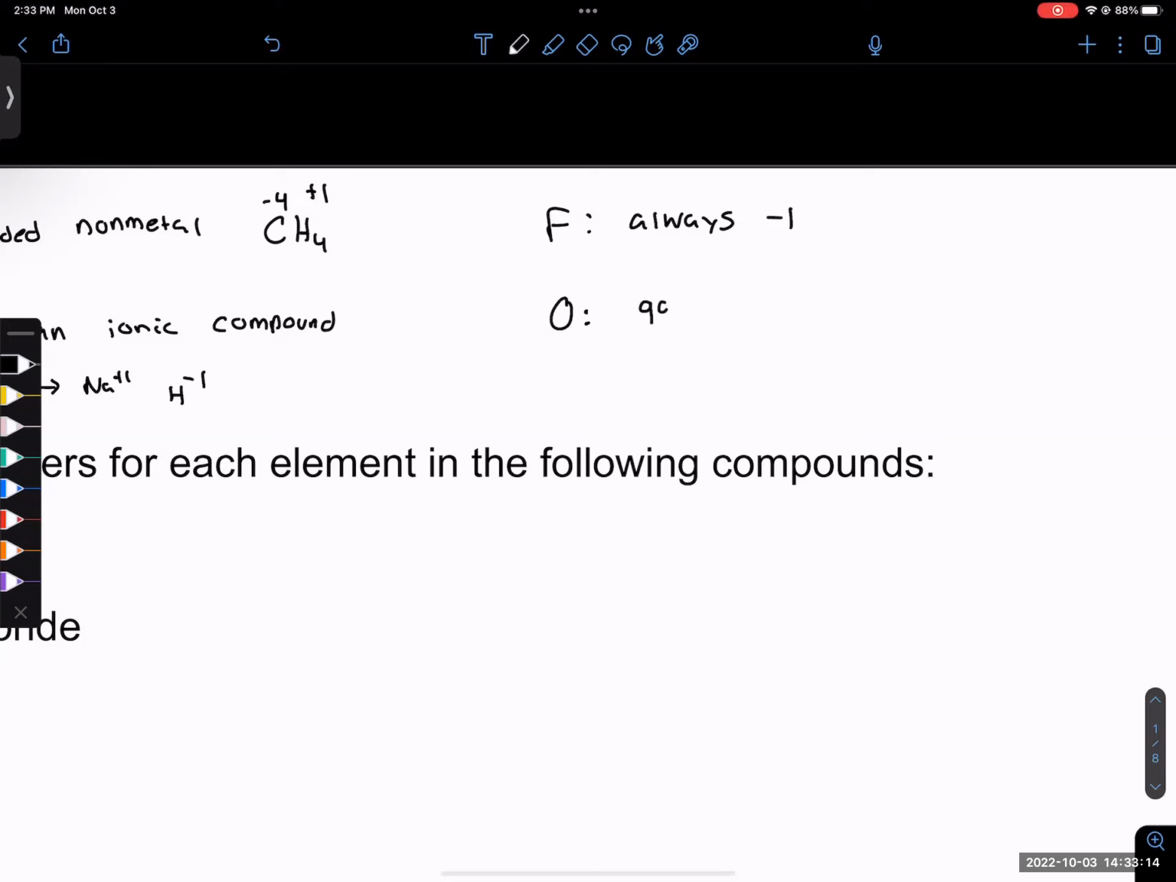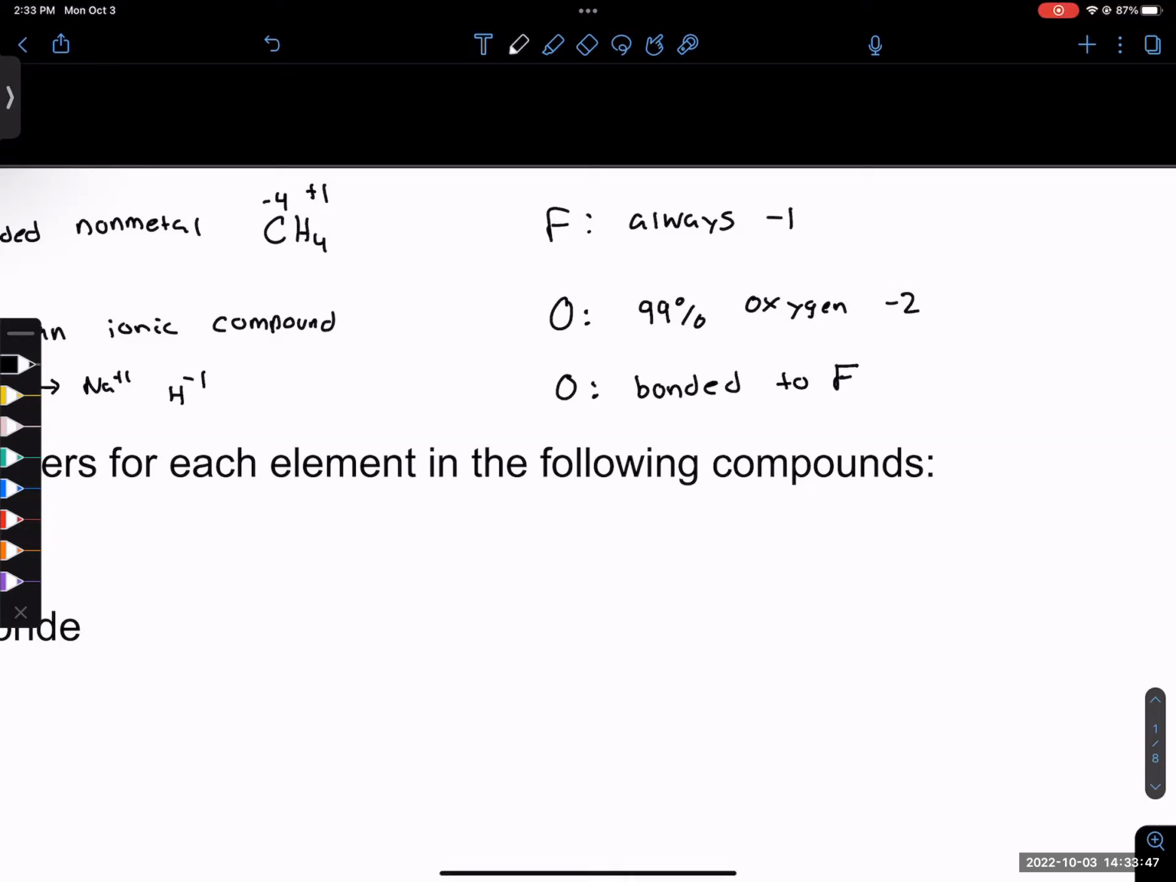So 99% of the time, oxygen is -2. Is there another time when oxygen has a different charge? When it's paired up with fluorine, it needs some positive charge. Oxygen, when it's bonded to fluorine, we said fluorine is always -1, right? So when it's bonded to fluorine, it's going to have a +2 charge.